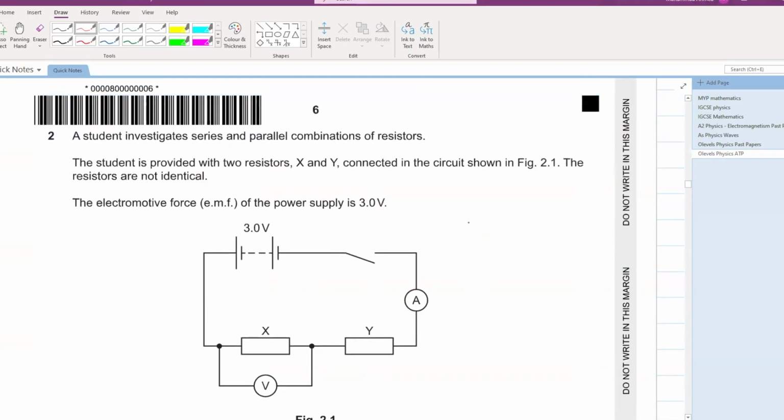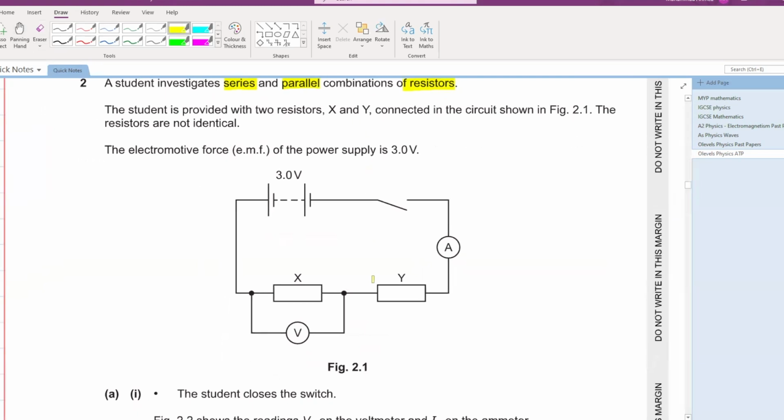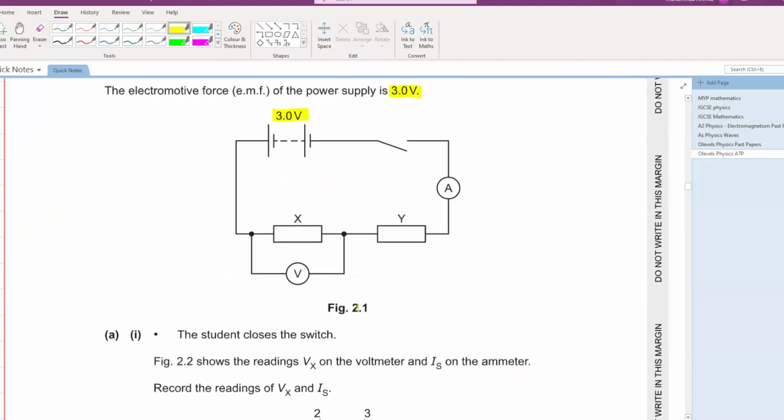Let's see this. A student investigates series and parallel combinations of resistors. The student is provided with two resistors X and Y, connected in the circuit shown in figure 2.1. The resistors are not identical. The electromotive force of the power supply is 3 volts. The student closes the switch. So you are closing this switch like this.